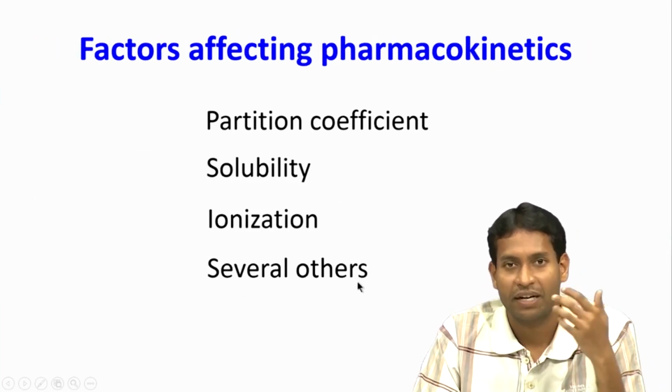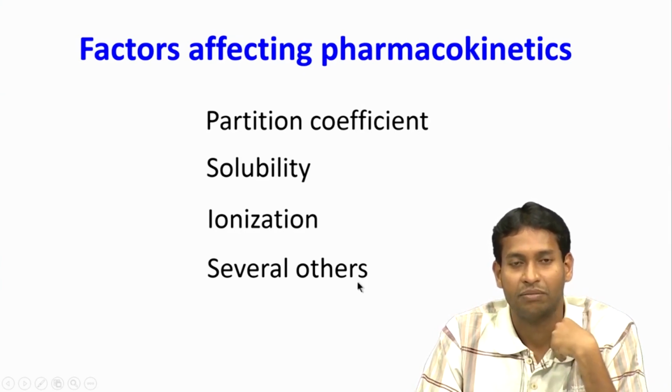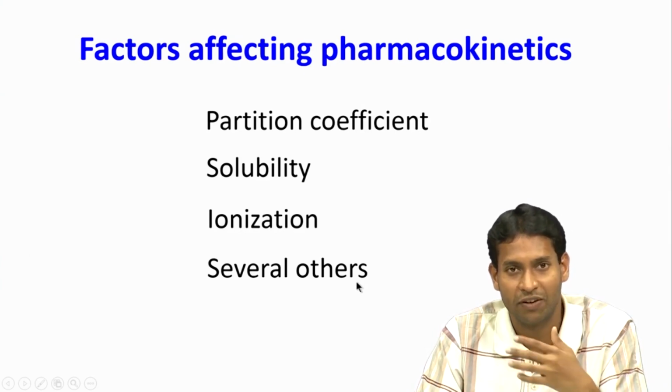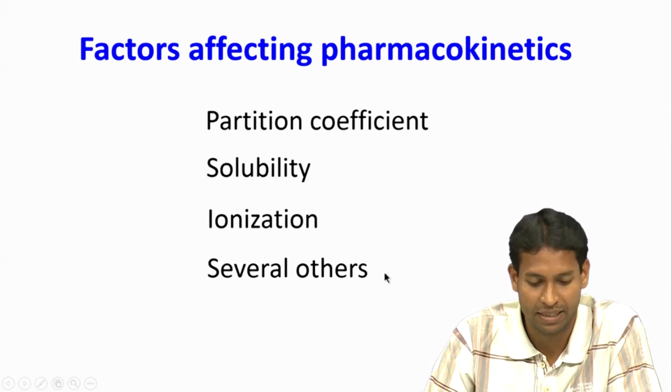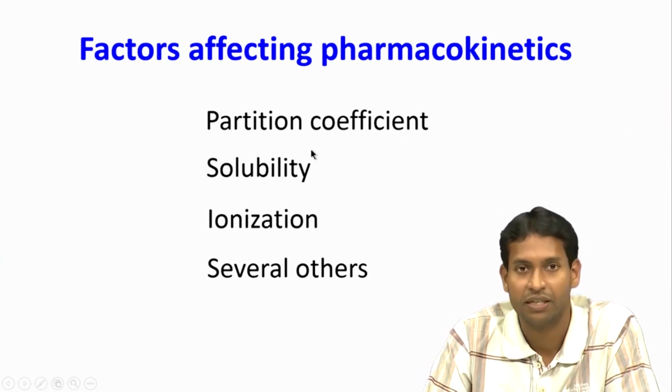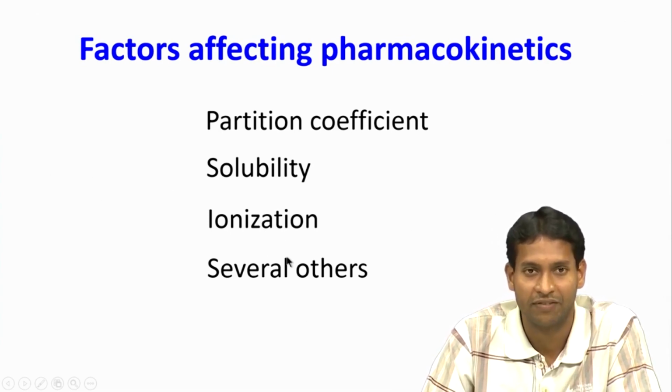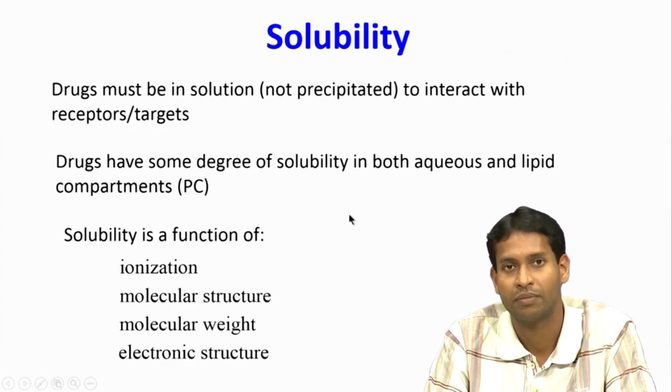So, again there are several factors that affect pharmacokinetics. I have only listed 3 here, but there are several of them and we will discuss these major ones in a little more detail in upcoming slides. So, these are partition coefficient, solubility, ionization, and again several others. So, let us talk about each of them one at a time.